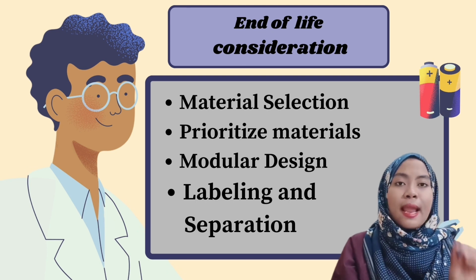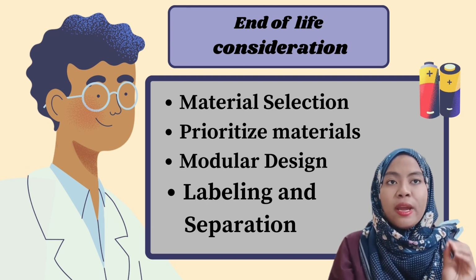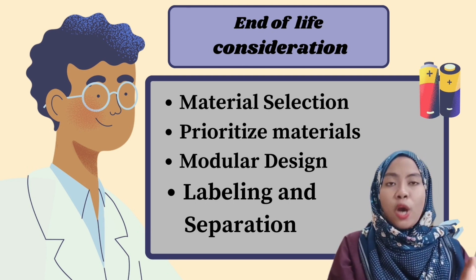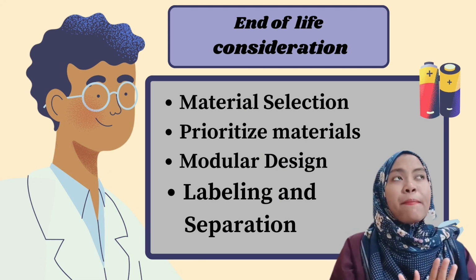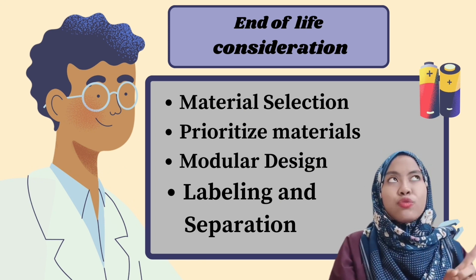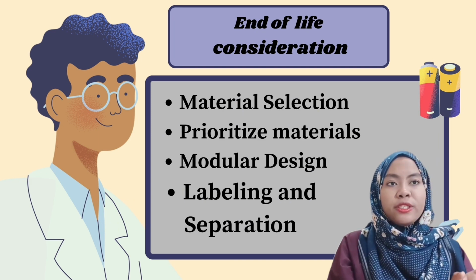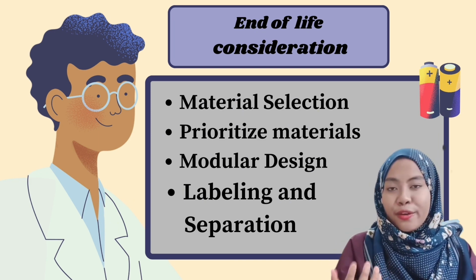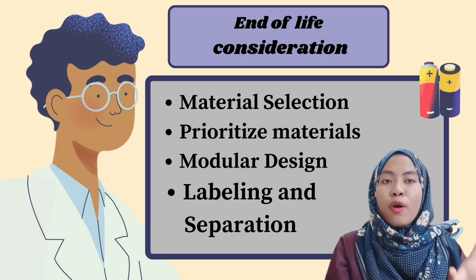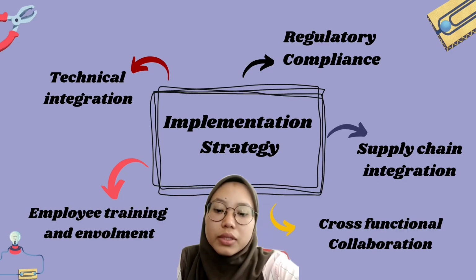And lastly is labeling, where we clearly label the different materials used in the component, and then this makes it easier for recyclers to separate and process efficiently. This can ensure that valuable materials can be reclaimed and be more effective. That part is about implementation strategy.